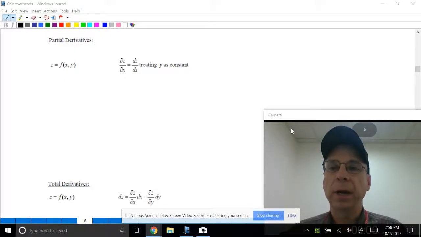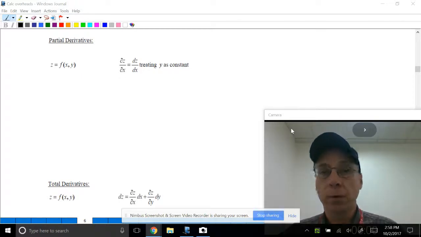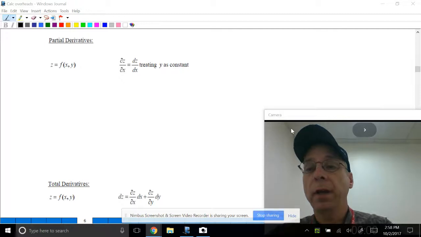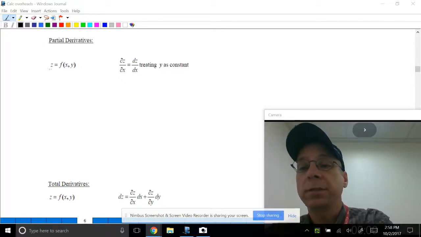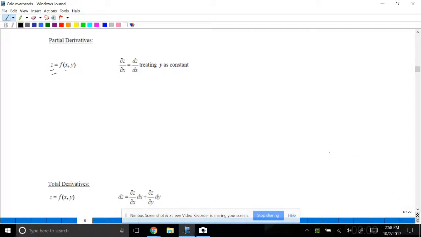All right, so now we have a situation where we have an output. It could be consumption or utility or production, a z value that's a function of at least two or more inputs. So we can think of z as the production of a company, x could be labor, and y could be capital, machines. So they're both inputs, factors of production.